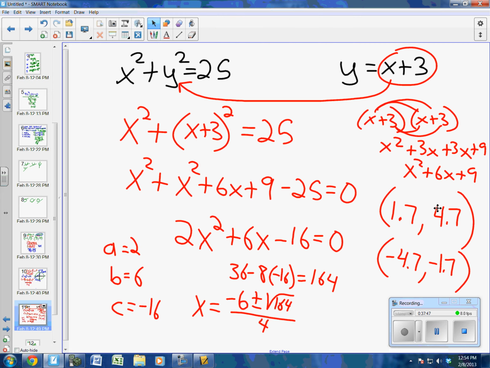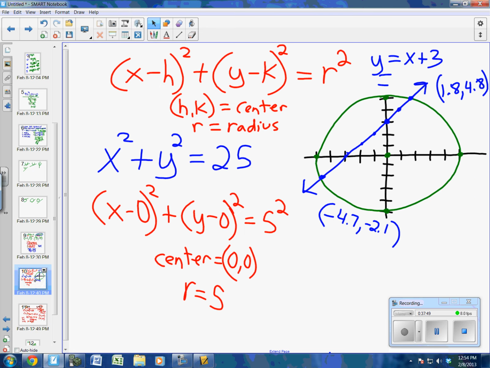Okay, so let's check to see how close we were. We were pretty close, kind of. We're a little bit off on the second one. You get the idea? You ready for the assignment?